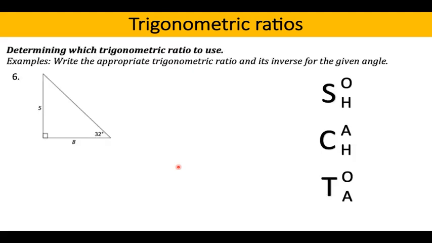So let's move on to our next example, number 6. We're now going to determine which trig ratio we would be able to use. So we're going to write the appropriate trig ratios and its inverse for the given angle. So we have our theta angle, which is 32 degrees. Hypotenuse is opposite the 90-degree angle. The 5 is the opposite side because it's opposite the theta, and the 8 would be adjacent.